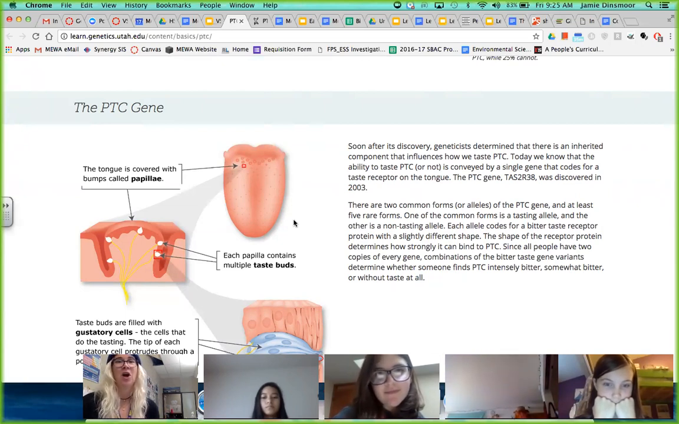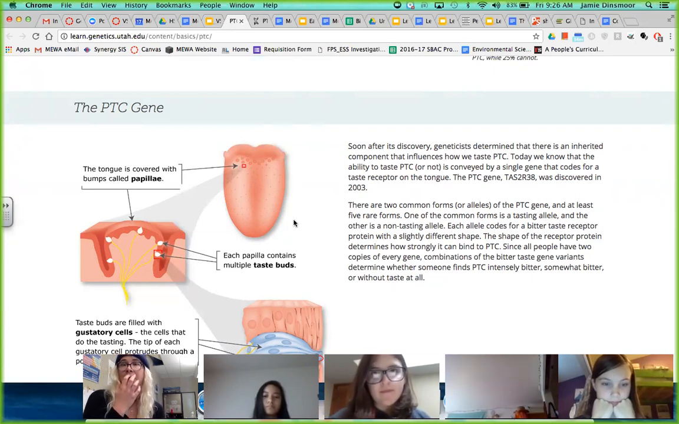All right. I'll read again. I don't mind. I kind of like reading out loud. It's fun. There are 2 common forms or alleles of the PTC gene and at least 5 rare forms. One of the most common forms is a tasting allele, and the other is a non-tasting allele. Each allele codes for a bitter taste receptor protein with a slightly different shape. The shape of the receptor protein determines how strongly it can bind to PTC. Since all people have 2 copies of every gene, combinations of the bitter taste gene variants determine whether someone finds PTC intensely bitter, somewhat bitter, or without taste at all.